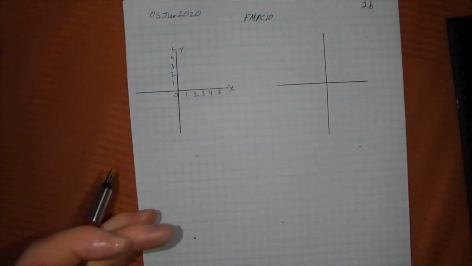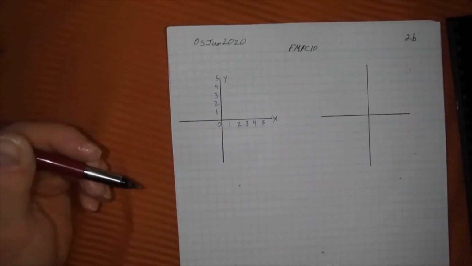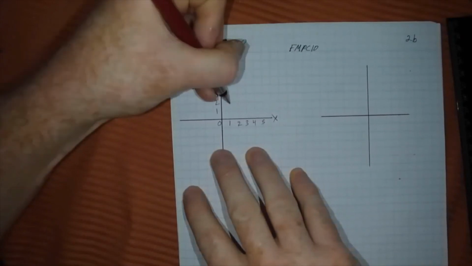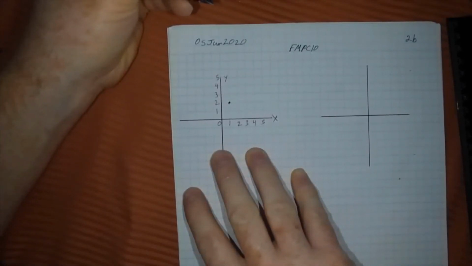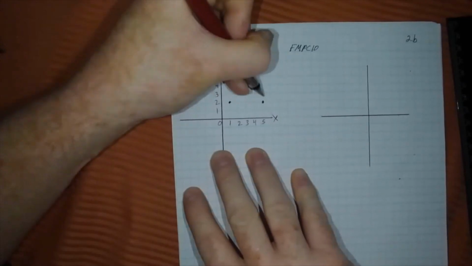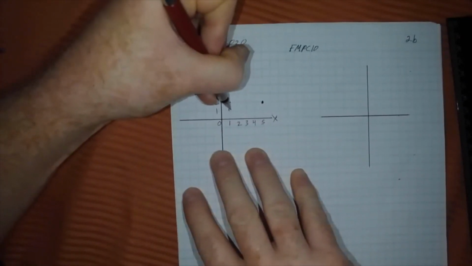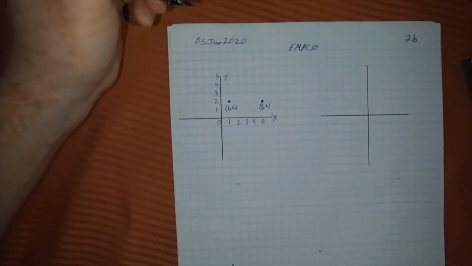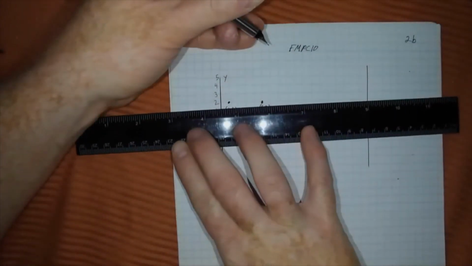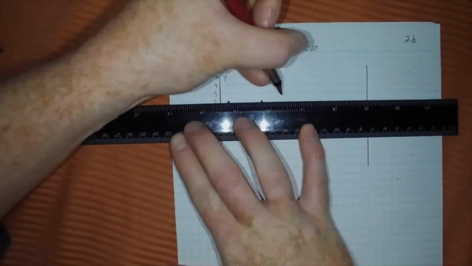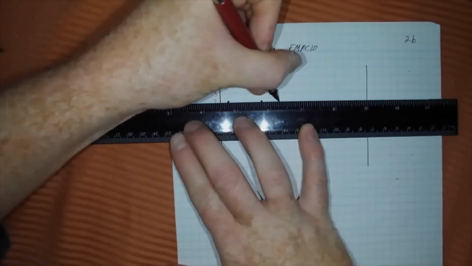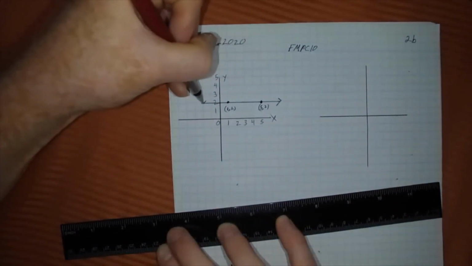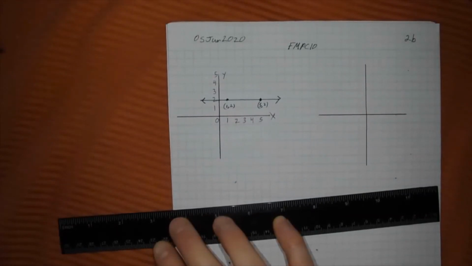Alright, so I have this line here, 0 to 5 on the x-axis and 0 to 5 on the y-axis. Let's say at 1, I'm right here. And then at 5, I'm here. So my points are 1, 2 and 5, 2. Okay. Connect the dots.